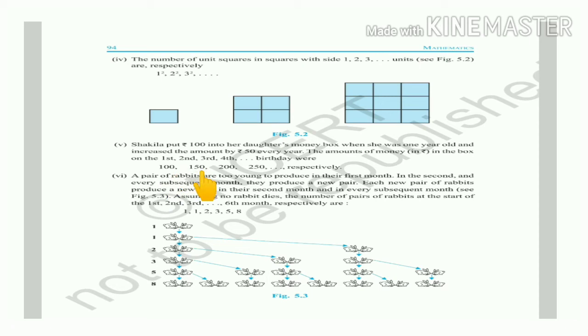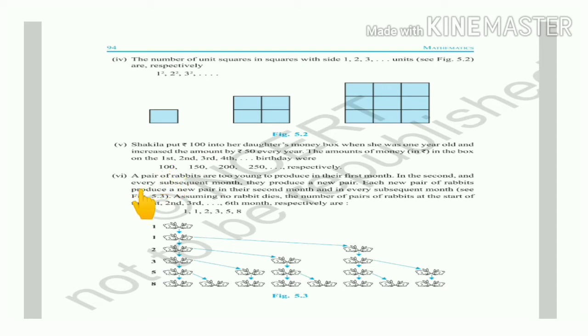So next year it would be 150. Third year it would be 200, that is 150 plus 50, 200. Fourth year it would be 200 plus 50, it will be 250. And every year she keeps putting rupees 50 as an increment in the money box. Starting from the first birthday, the initial amount was 100.